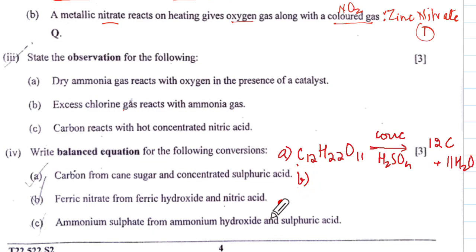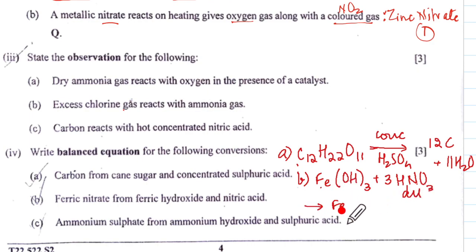What is a B reaction? Ferric nitrate from ferric hydroxide and nitric acid. What is ferric hydroxide? Fe with 3 plus valency. So it will be Fe(OH)3 plus we will need 3 HNO3 dilute. And that would give us, Fe will take NO3, so it will become ferric, that means Fe(NO3)3 plus 3H and 3OH means 3H2O. So you get 1 mark for this, you get 1 mark for this.